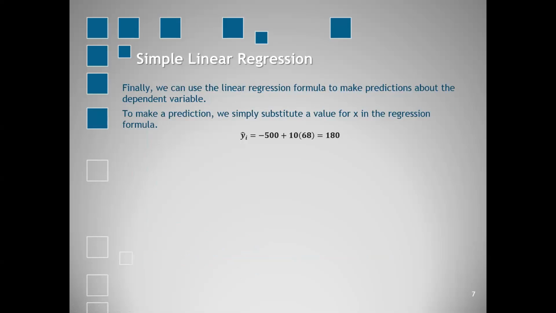Finally, we can use this formula to make predictions about the dependent variable. To make a prediction, we simply substitute in a value for x into the regression formula. So in our example, we're going to substitute in some height into the formula. Suppose we want to predict the weight of someone who is 68 inches tall. That is, someone who's 5 foot 8 inches tall. We simply plug 68 in for x, and we get negative 500 plus our slope of 10 times the value we want to predict, 68, which gives us 180 pounds. So we predict that someone who is 5 foot 8 inches tall is going to weigh 180 pounds.